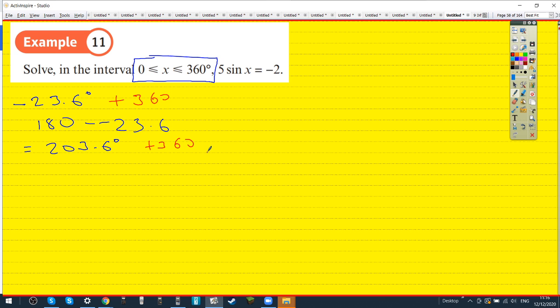So I did minus 23.6 plus 360, which gives you 336.4. And then would you do plus 360 to 203.6? Yep. Which gives you 563.6. And so of our solutions, which are in the range? 336.4, 203.6, and that's all.